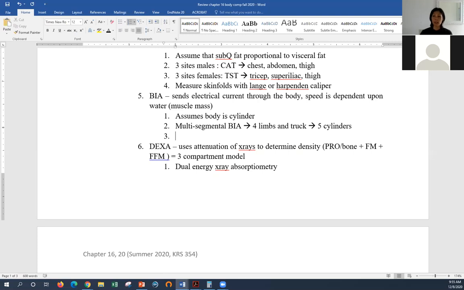The traditional BIA is the one in the lecture slides, where the subject is lying supine. And if you're doing this method, you want to make sure that you lie supine for at least 10 to 15 minutes so that the water distribution is going to be the same between pre and post testing, right? Because this is dependent upon the water.